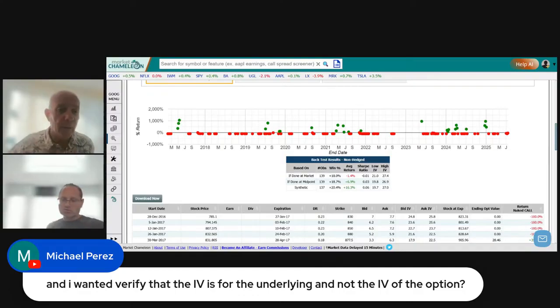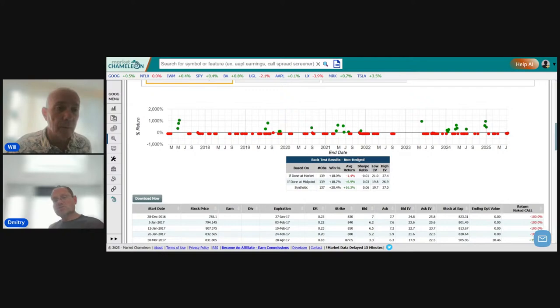Well, we'll stop right there. He had a follow-up question real quick. He wanted to verify that the IV is for the underlying and not the IV of the option. No, that's the IV of the option. There's no such thing as an IV for the underlying.